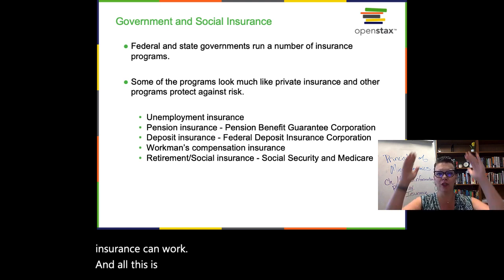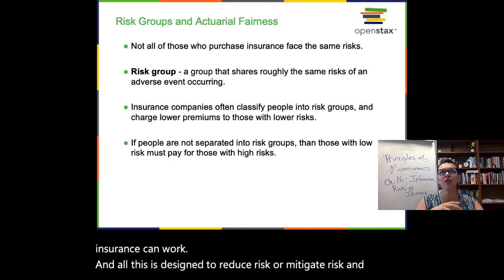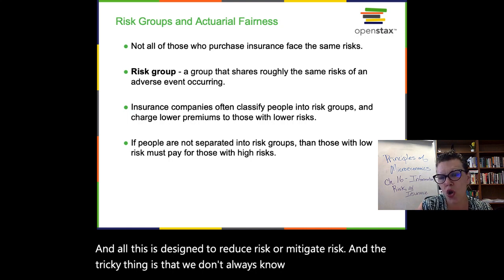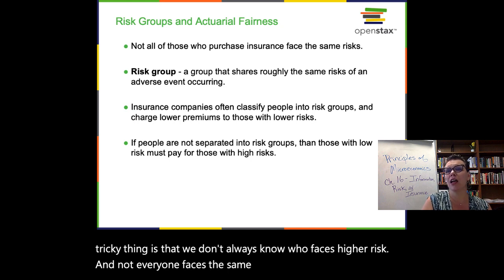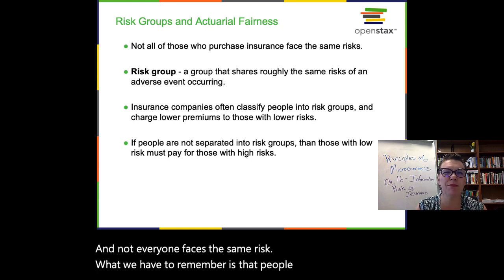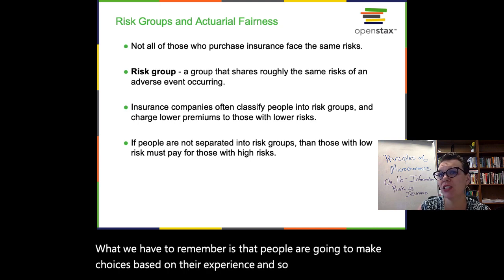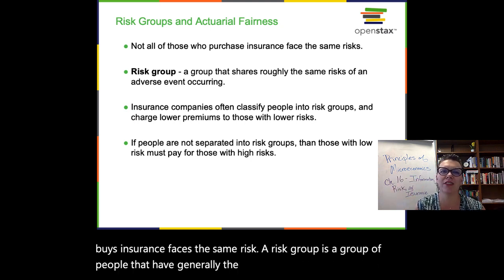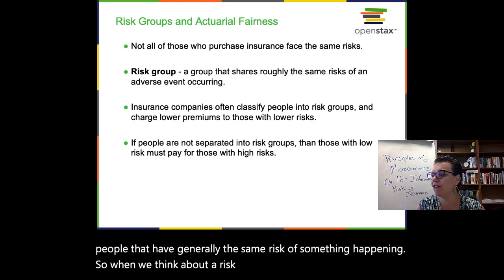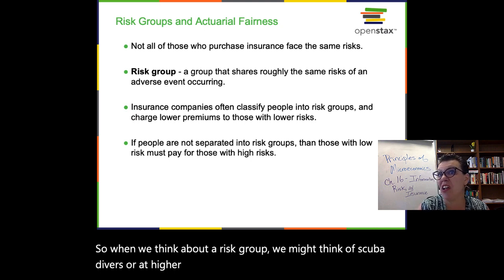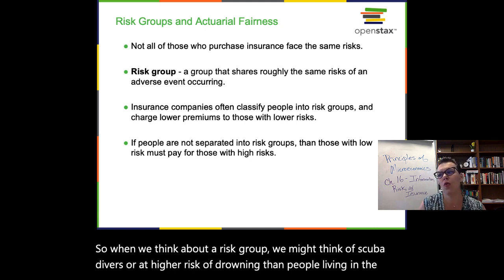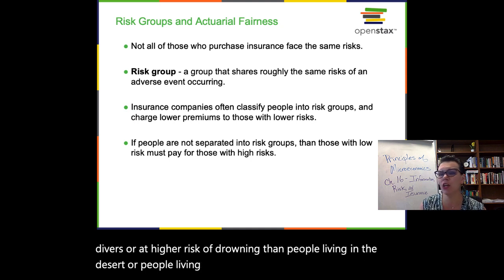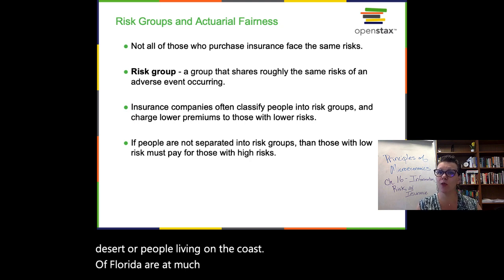And all this is designed to reduce risk or mitigate risk. And the tricky thing is that we don't always know who faces higher risks. And not everyone faces the same risks. What we have to remember is that people are going to make choices based on their experience. And so not everybody who buys insurance faces the same risk. A risk group is a group of people that have generally the same risk of something happening. So when we think about a risk group, we might think of scuba divers are at higher risk of drowning than people living in the desert, or people living on the coast of Florida are at much higher risk for hurricanes than people living in central Canada, right?